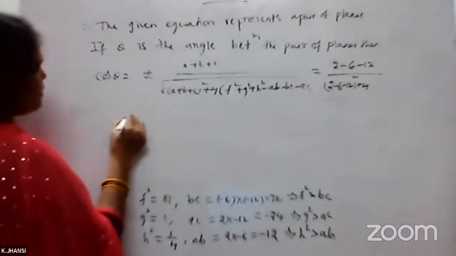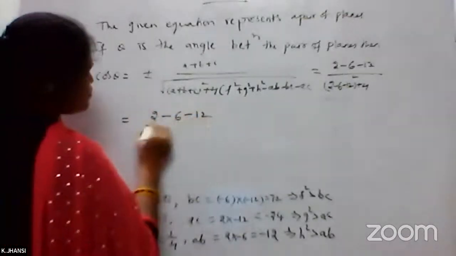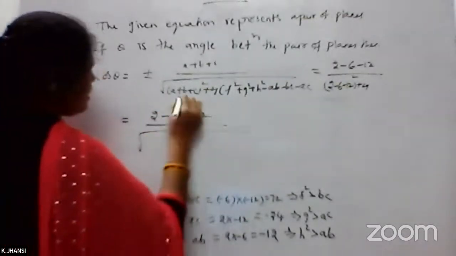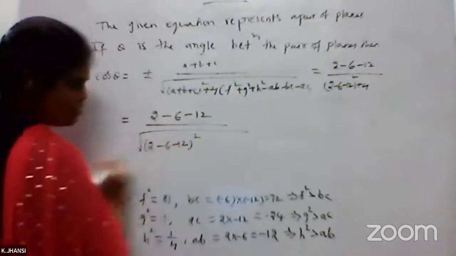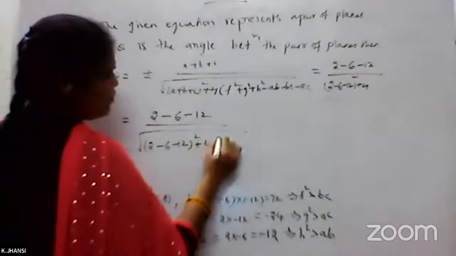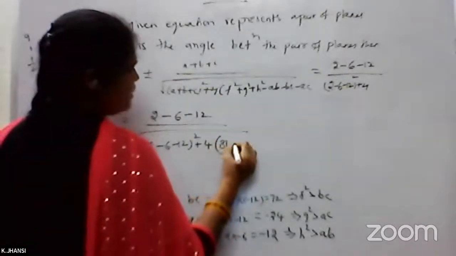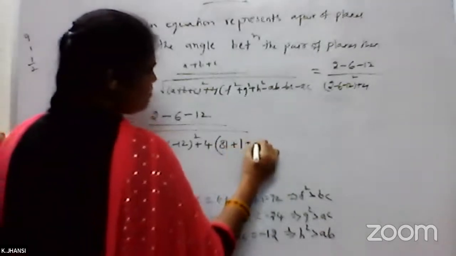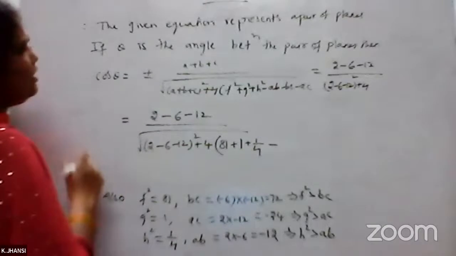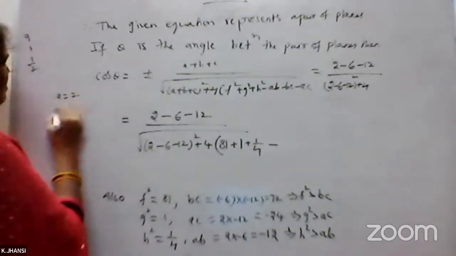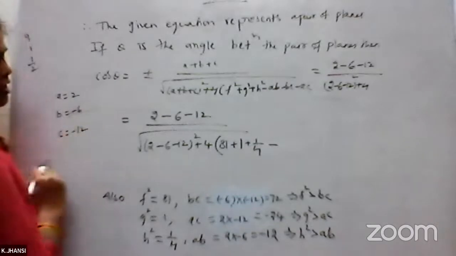So in the denominator I am writing this one, that is square root of (2 minus 6 minus 12) whole square plus 4 into, what is f? F value is 9, that is 81, plus 1 by 4 minus AB. So A is 2, B is minus 6, C is minus 12.